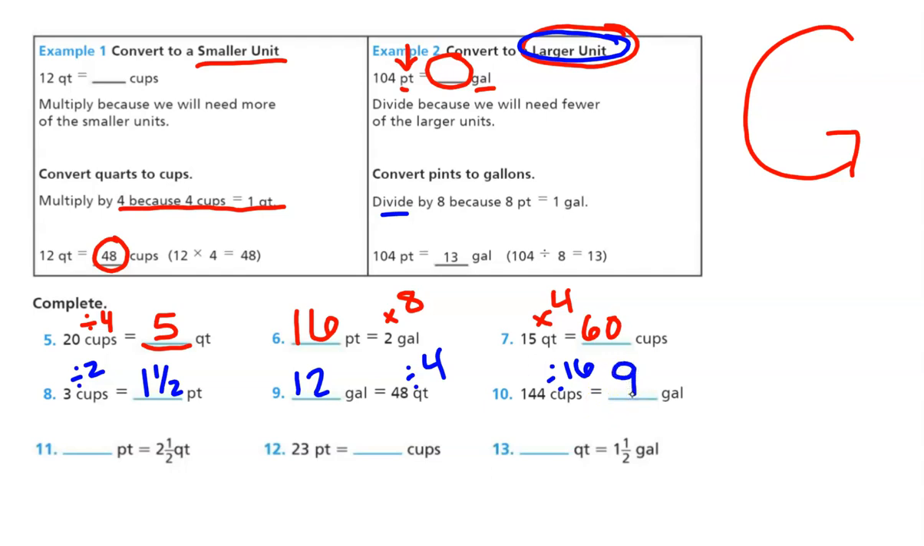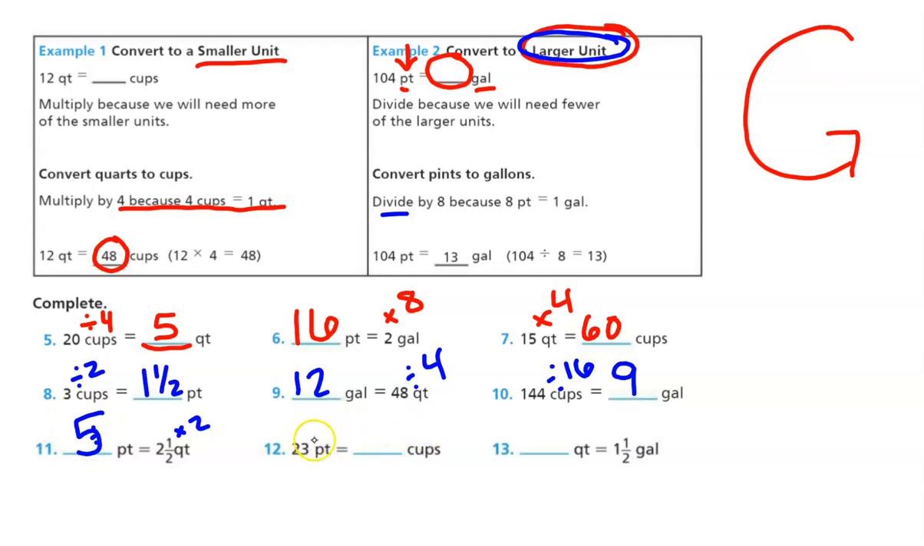All right. 11, 12, and 13 are a little trickier because they're not easy numbers to work with, but you're still doing the same work. I'm going from pints to quarts. This is a smaller to a larger unit, so there will be division. However, this is what I actually know, so I'm really going from quarts to pints, which means I'm going to multiply. So how many pints are there in a quart? There are 2, so I'm going to times this by 2, which would end up giving me 5.